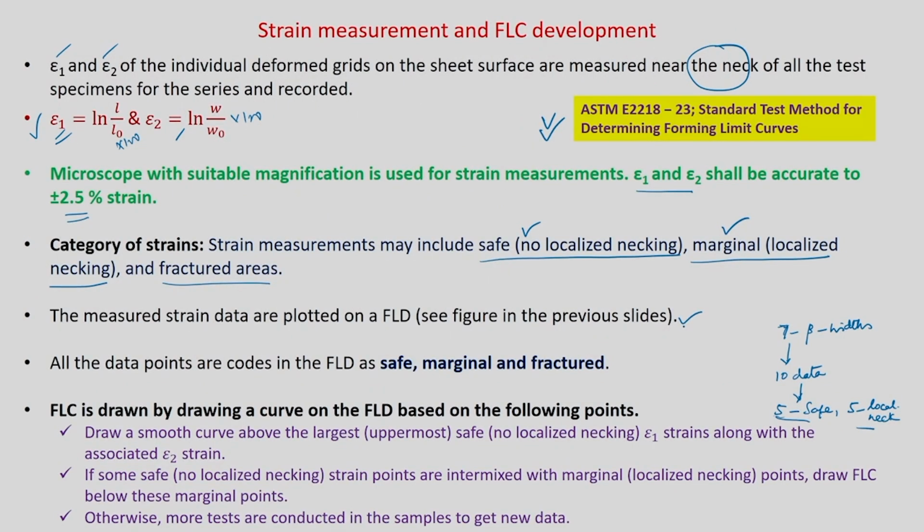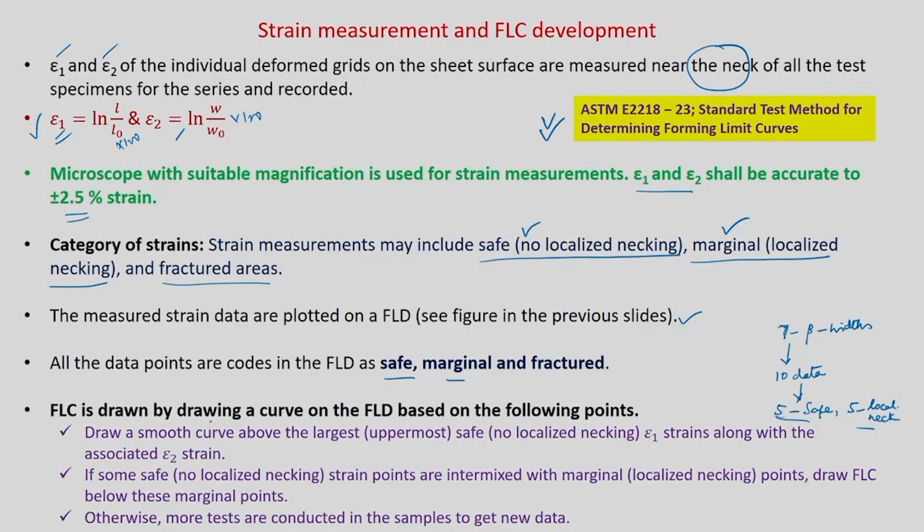And then all the data points are coded in the FLD as safe and marginal, and you have to draw the forming limit curve. Physically you have to draw a curve on the FLD. You have plotted all the strain values in the FLD, and now, based on the following points, how do you do it? Draw a smooth curve above the largest safe epsilon 1 strains.